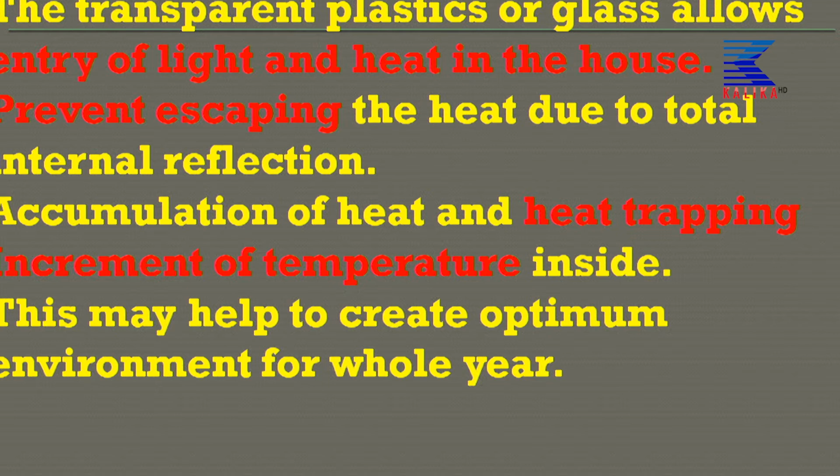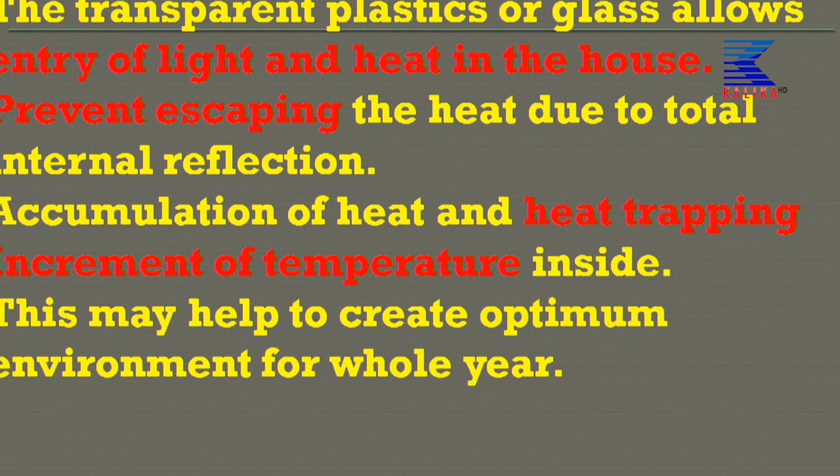So a house made up of glass or plastic, how does it work? And how does it maintain the temperature inside hotter? Okay, so have a look. Stepwise, that transparent plastic or glass allows entry of light and heat in the house. That plastic wall or ceiling or glass wall or ceiling prevents escaping heat due to total internal reflection. Some of the heat can still escape out, but in totality the heat we gain inside will be higher. So anyway, we gain the heat.